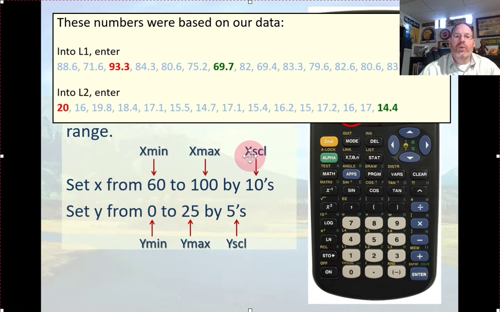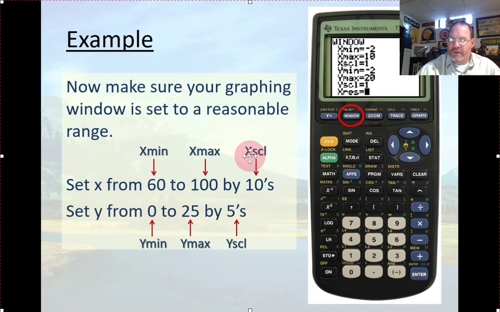Okay, in L2, we had a low of 14.4 and a high of 20. That's a pretty small gap. So I would just make it from 0 to 25 to make it inclusive of everything. And then as far as the scale goes, you know, just kind of use your head. All right, so that's where that information came from.